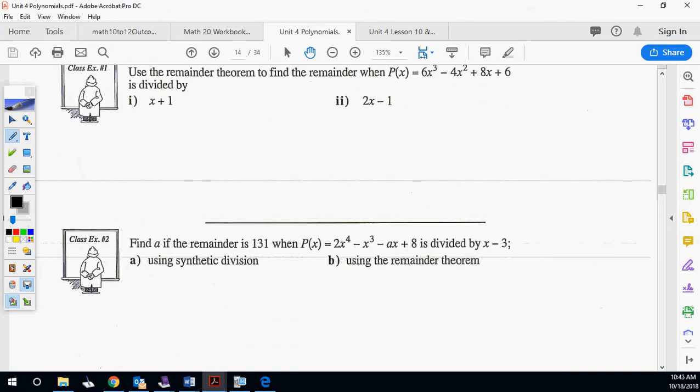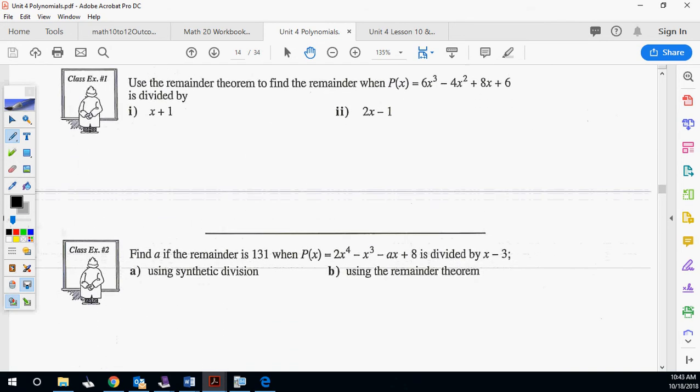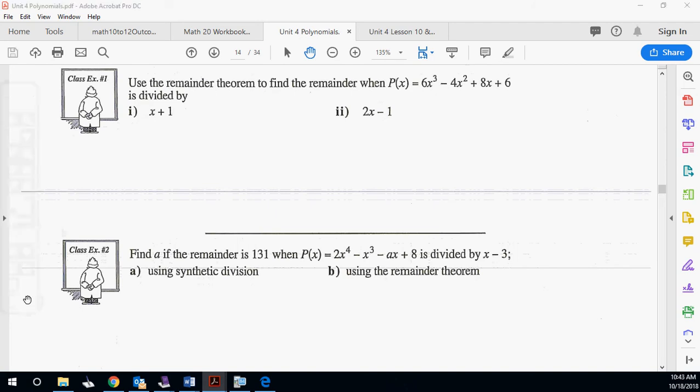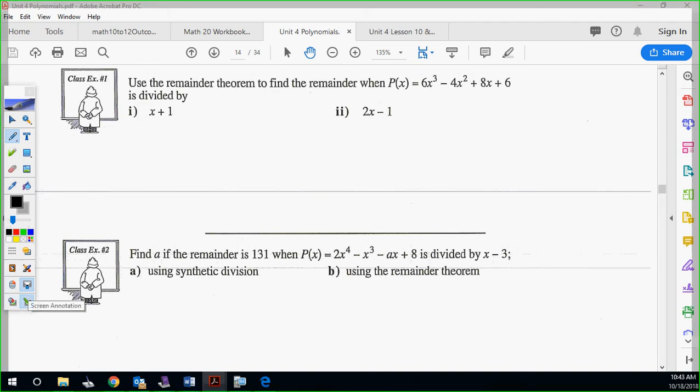Use the remainder theorem for p of x, 6x cubed minus 4x squared plus 8x plus 6, is divided by x plus 1. With the remainder theorem, we kind of have a shortcut. We don't need to synthetically divide that to get the remainder. We can just plug it in. So if you're thinking in your head, I have to synthetic divide, you're going to waste a little bit of time when you don't have to. We know if it's x plus 1, I'm just going to test p of negative 1 by the remainder theorem. And what you can do is really silly, and it probably even seems easier.